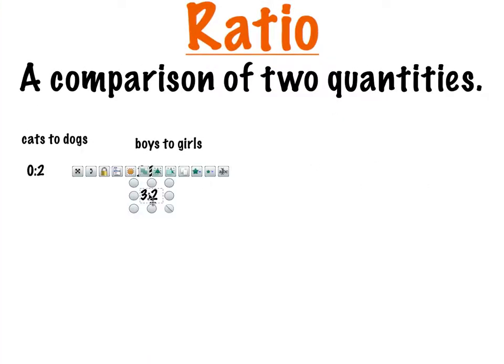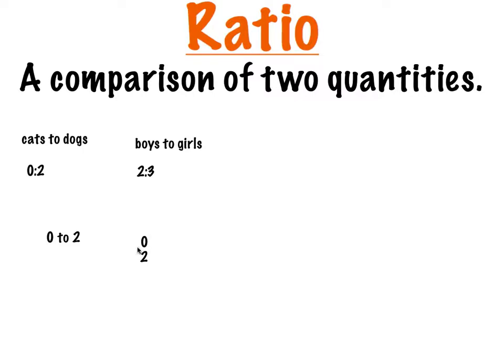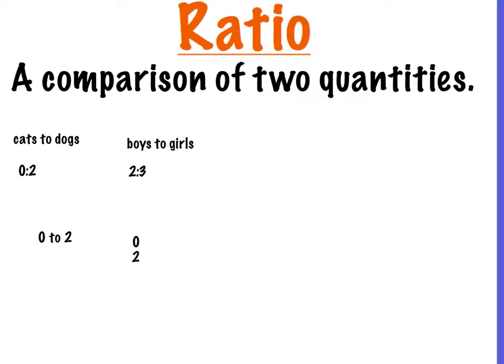Now again, this can be written in multiple ways. It can be written with a colon, it can be written using the word "to," or it can be written in fraction form. Now, that doesn't mean that it means the same thing as a fraction, because this compares two quantities to one another. It doesn't compare how many quantities there are out of a total.